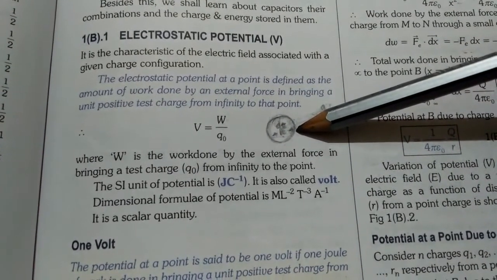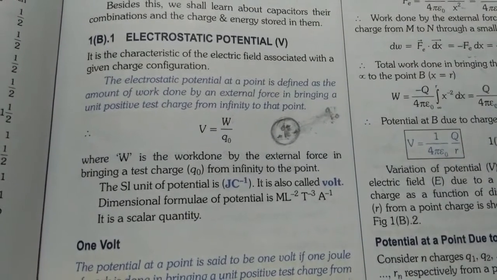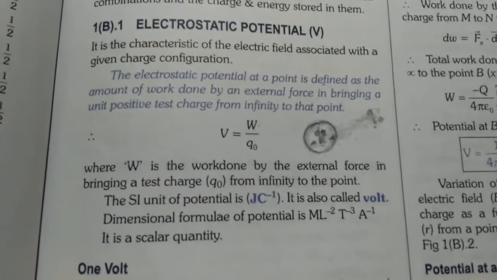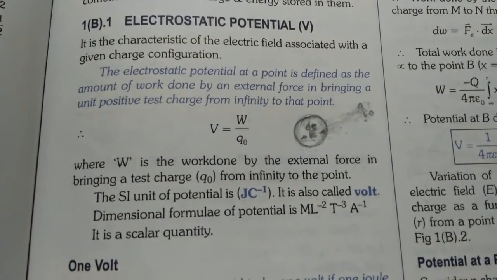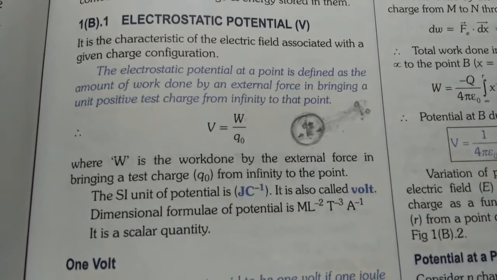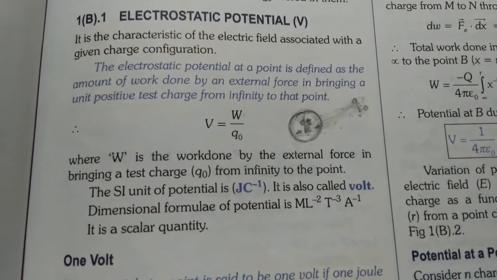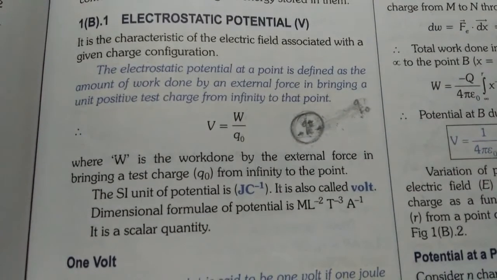Is it clear? So now let's see the definition of electrostatic potential. The electrostatic potential at a point is defined as the amount of work done by an external force in bringing a unit positive test charge from infinity to that point. Now some keywords are here.